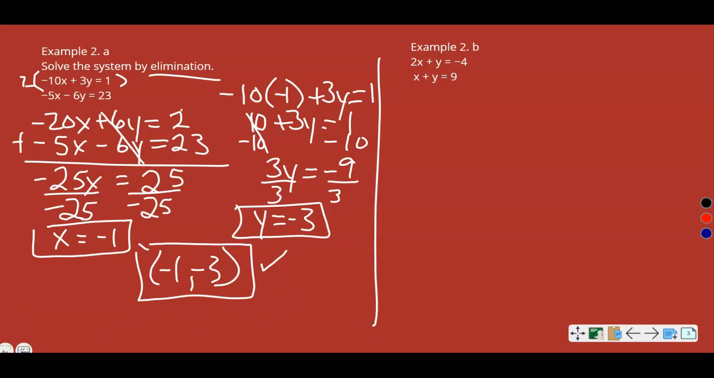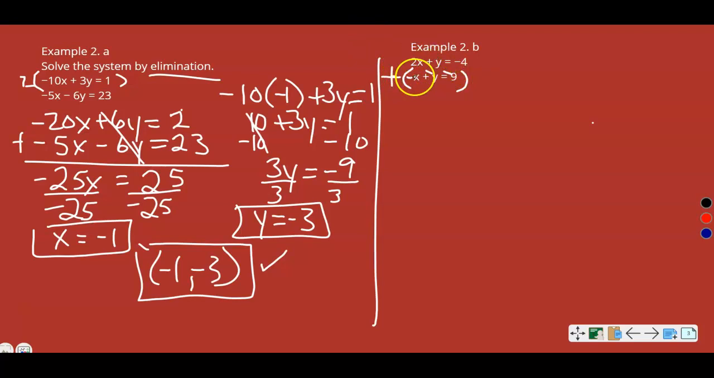Example 2b. All right, if we look, we have 2x plus y equals negative 4, and we have x plus y equals 9. Since we have a y and a y, now if I add these, I get 2y. But what if I subtract my equations instead? So when I subtract, you have to subtract all the way across. So don't forget to distribute that negative all the way across. Sometimes it's easier just to say plus, put a minus here, put a minus here, and put a minus here. That way you know that it goes with each one of those terms.